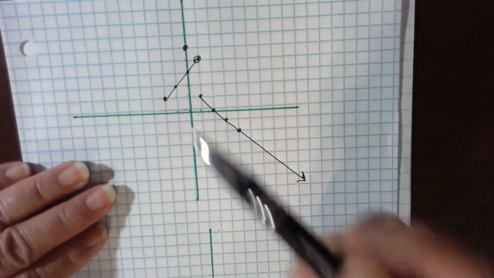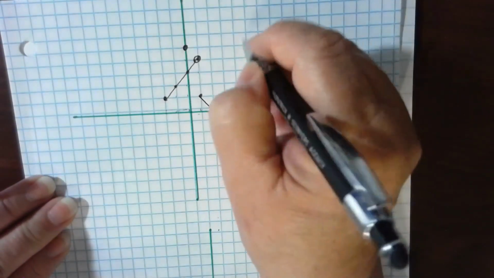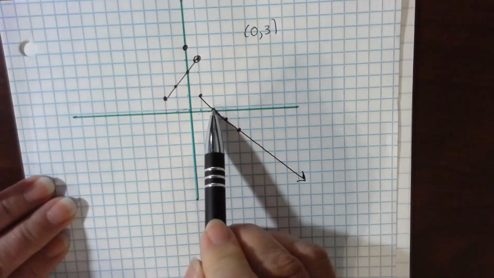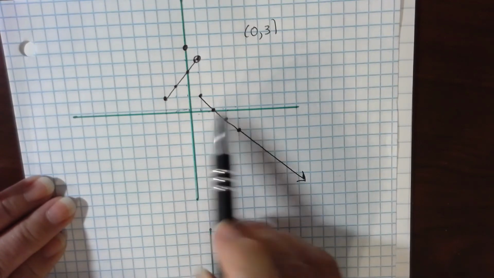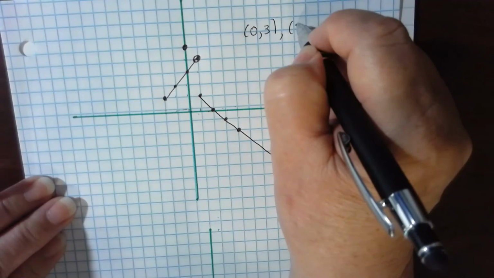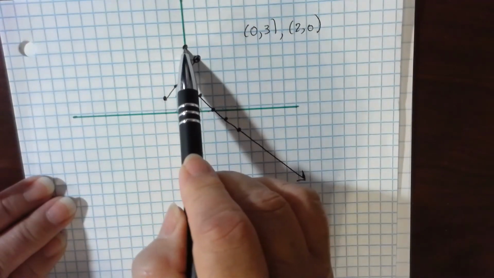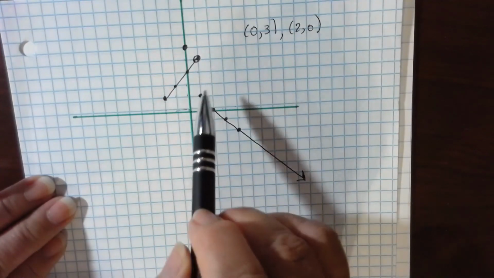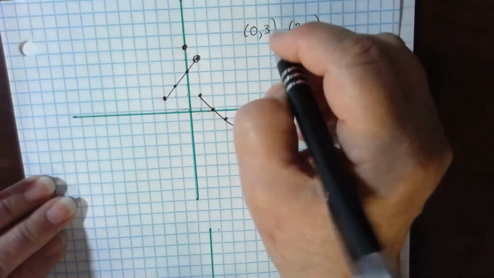The next part was the intercepts. Well, we can see it hits the y-axis right here. So that would be the point 0, 3. And it hits the x-axis right here. That would be the point 2, 0. But it also hits the y-axis right here. So that would be the point 0, 5.